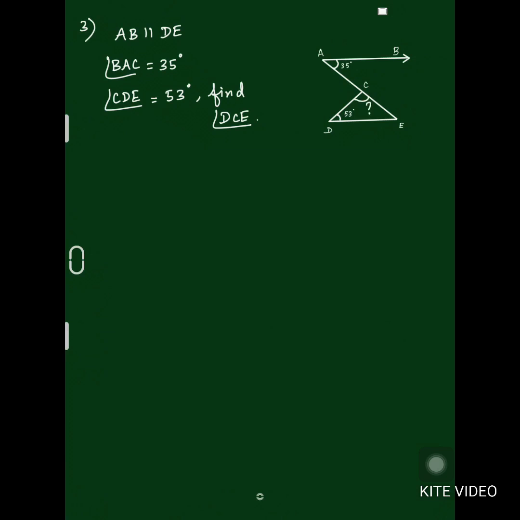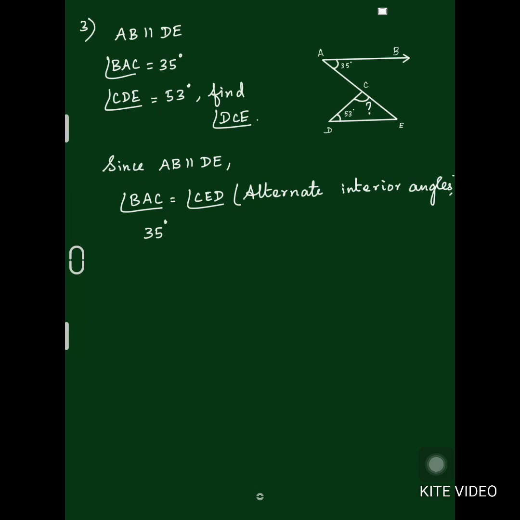So what is that DCE angle we have to find? Since AB and DE are parallel, you know alternate interior angles are equal. What are the alternate interior angles? Angle BAC is equal to angle CED. What is the reason? Alternate interior angles. Why do we say they are alternate interior angles? Two parallel lines AB and DE are cut by a transversal AE. So angle BAC is equal to angle CED, and angle BAC is nothing but 35 degree, given. So we found angle CED as 35 degree.